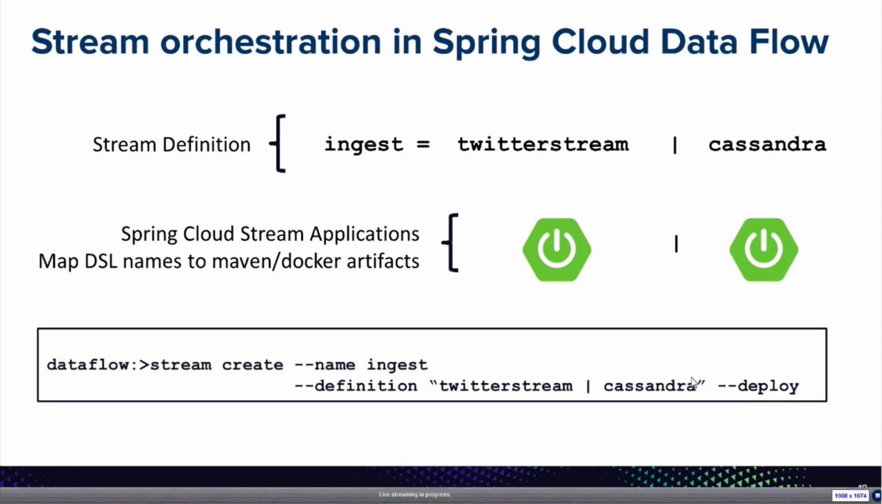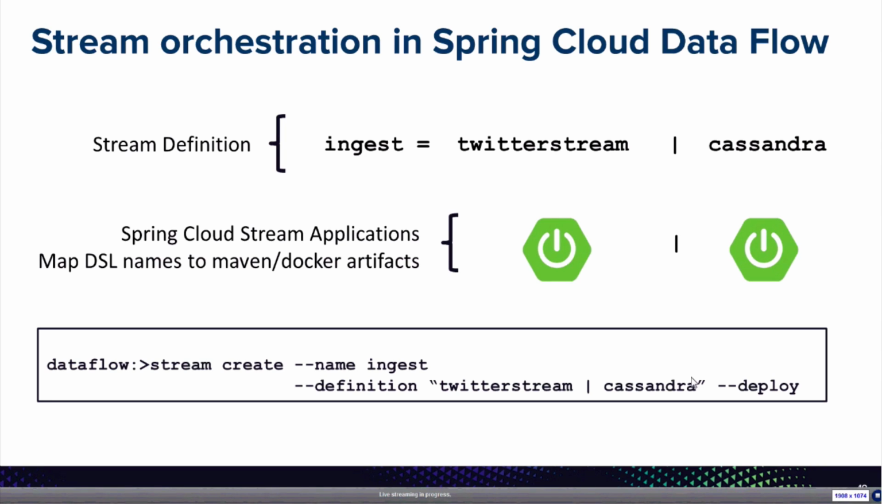So at the top we see a stream definition, and the stream definition consists of tokens separated by the pipe delimiter. Those tokens are the name of an app that's been registered with Data Flow. That means there's an underlying app registry. I would register Twitter Stream as the name and then point to the URI for the actual resource that represents the Twitter Stream jar file. That could be a Maven artifact, providing Maven coordinates, or it could be a Docker artifact. It depends on the type of application platform that you run Data Flow on.